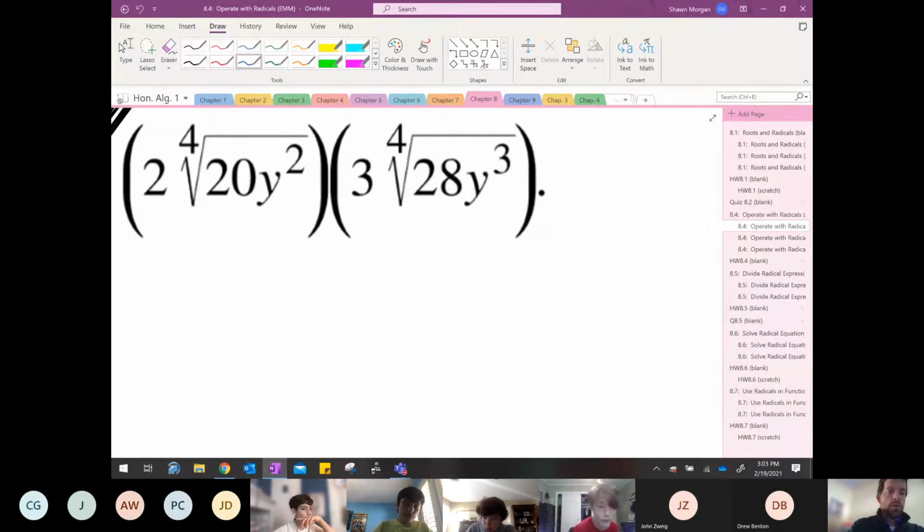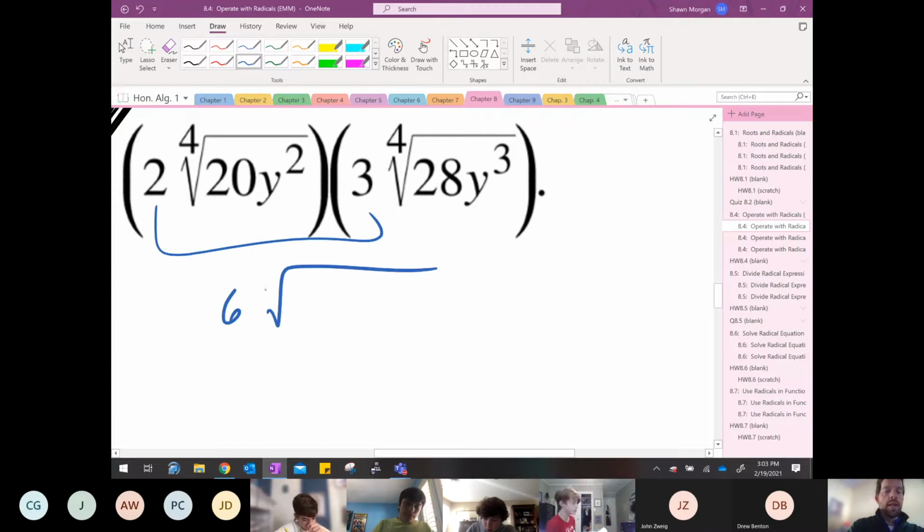Let me get me a color here. We'll do blue. 2 times 3 is 6. I got 6 on the outside, and I know it's going to be a fourth root. But look what I'm going to do. I'm going to leave 20 and 28 separate, and then I got y to the 5th. We got y squared times y cubed, okay?